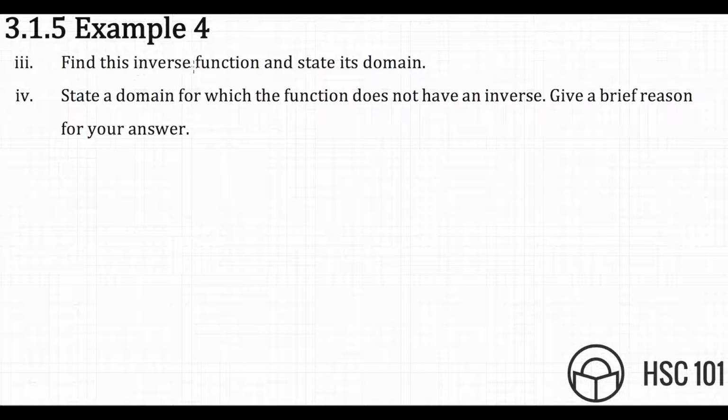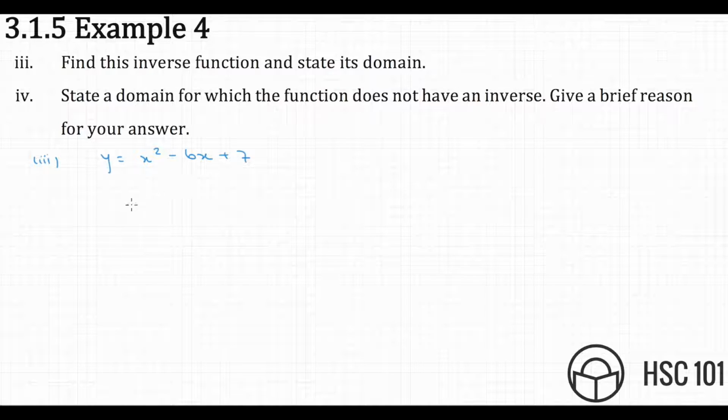Now, moving on to part 3, we want to find this inverse function and state its domain. We know that the original function is given by y equals x squared minus 6x plus 7. But if we want to find the inverse, we need to swap the y for x and the x for y.